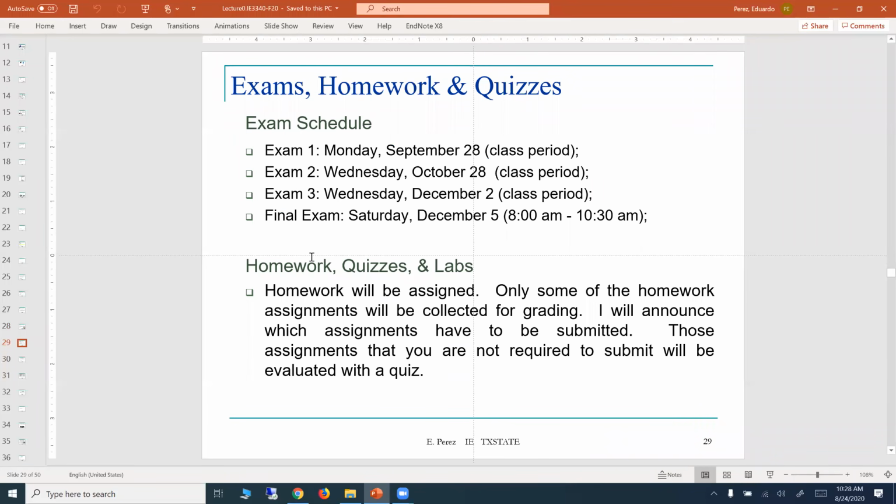This is the exam schedule. So the first exam is going to be on Monday, September 28th, during the class period. Okay, so the exam is going to be available during the class period. Exam number 2 is scheduled for October 28th, Wednesday, and exam number 3 is scheduled for December the 2nd. There are 3 exams, and I have a final exam that is comprehensive, that includes all the material for the semester, and that's scheduled for December the 5th.